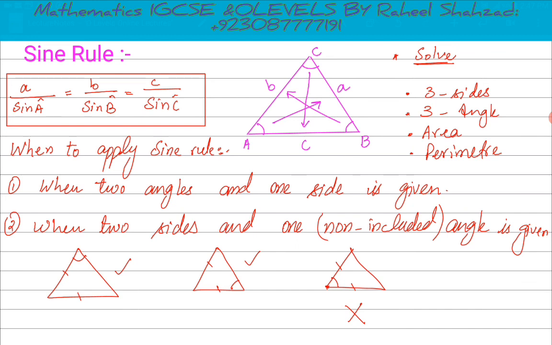Now there are specific conditions when you can apply sine rule, and those conditions are when we have two angles and one side given, and when we have two sides and one non-included angle given. Okay, so if we have two sides and a non-included angle given, we can apply sine rule. But if you have two sides and the included angle given, we cannot apply sine rule here. For that we need cos rule.